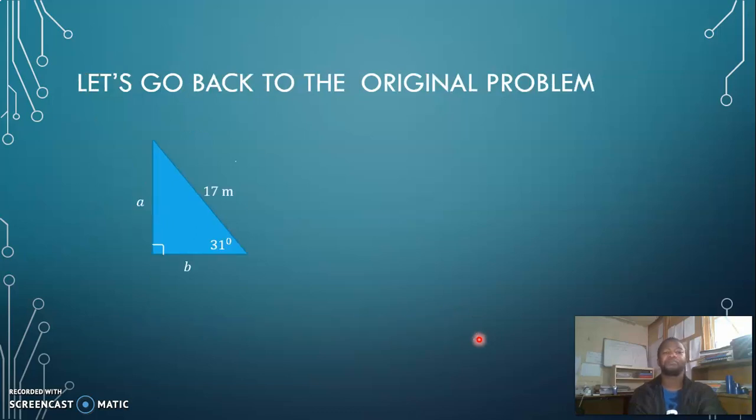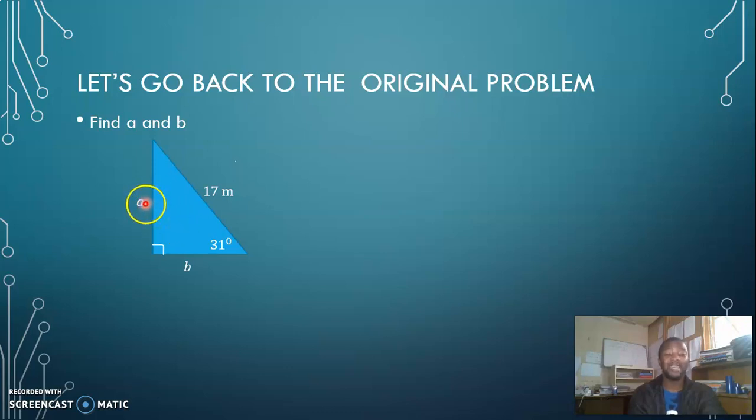Now, let's go back to the original problem, because we're doing all of these things so that we can understand the problem. We're given a triangle like this one, and we're requested to find A and B. So how are we going to go about doing this? We need to find a formula that connects the angle that we are given, a side that we are given, and another side. In that formula you must have what you are looking for, and you must also have what you are given.